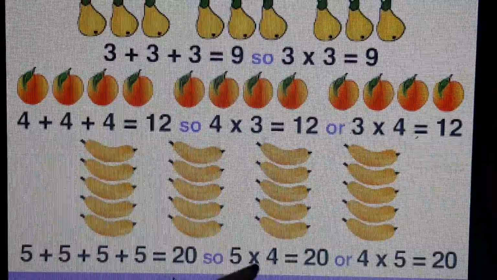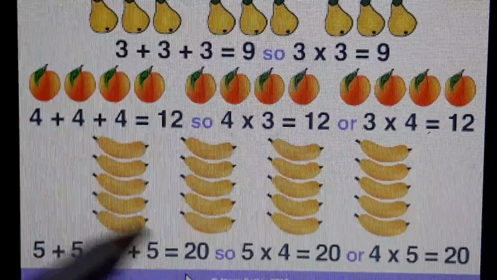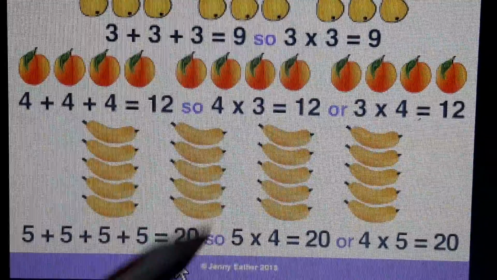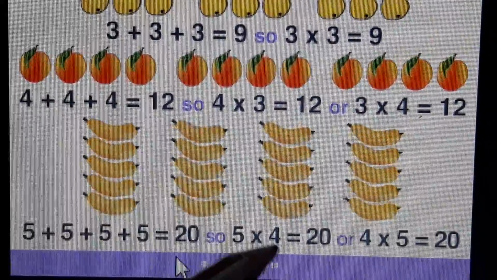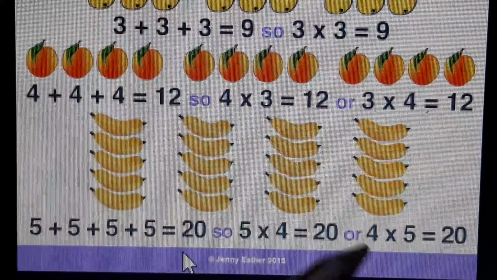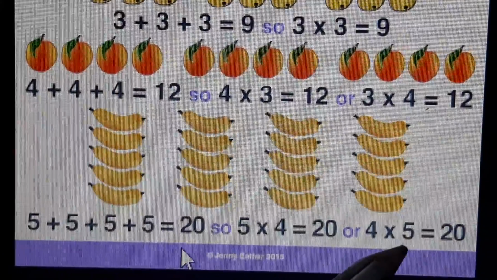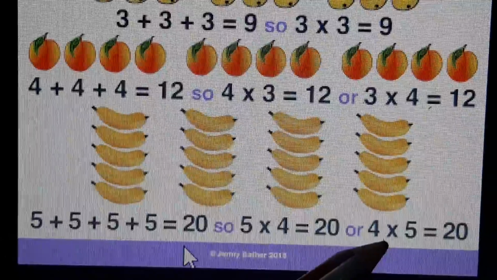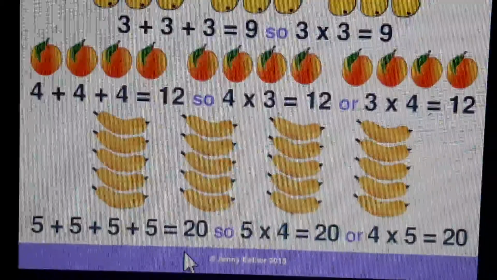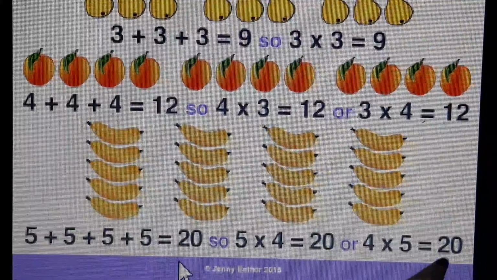So 5 multiplication sign 4. Here 5 mentions the number of bananas in each group and 4 mentions the number of groups. 5 multiplication sign 4 equals 20. Or we write 4 multiplication sign 5 equals 20. 4 ones are 4, 4 twos are 8, 4 threes are 12, 4 fours are 16, and 4 fives are 20.